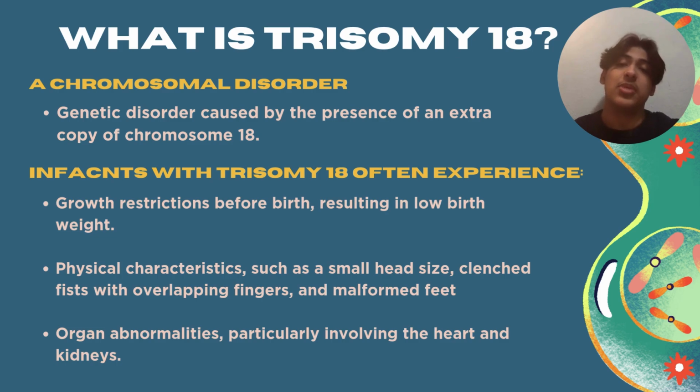Infants with trisomy 18 may often experience growth restriction in their mother's womb, leading them to have a very low birth weight. They might also have physical characteristics such as a very small head size, malformed feet, and a clenched fist with overlapping fingers. Infants with trisomy 18 also have organ abnormalities, meaning specific organs might not be able to correctly function. All this leads to a very serious and sad prognosis. Many infants with this disorder do not, in fact, live beyond their first year. In many cases, however, some may live longer but will need constant and intensive support and constant medical treatment.